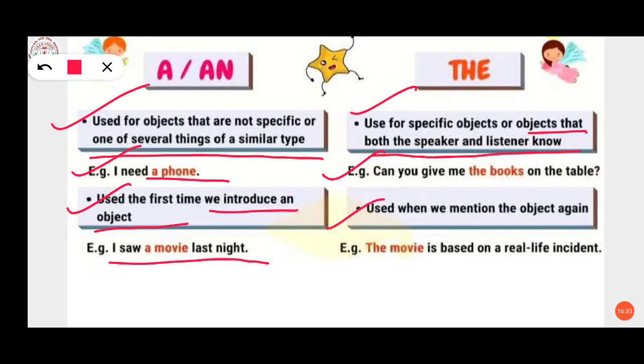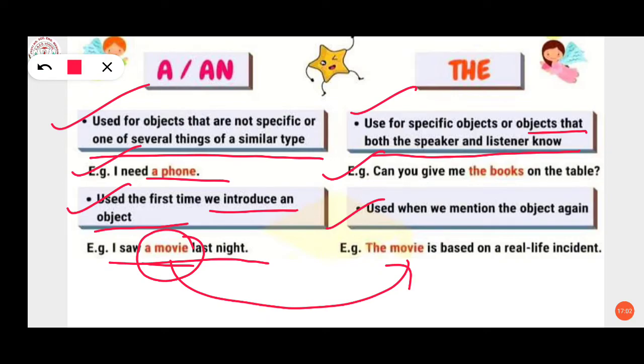Likewise, the is used when we mention the object again. If we want to repeat the thing or the object, then we can use the, like, the movie is based on a real life incident. At that time we can't use a. Only the first time, when we are introducing it, we can say a movie. I saw a movie last night. We can't say, I saw the movie last night.